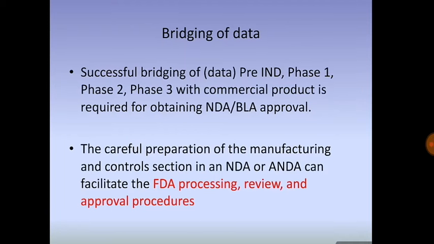Successful bridging of data, pre-IND, Phase 1, Phase 2, Phase 3 with commercial product is required for obtaining NDA/BLA approval. The careful preparation of the manufacturing and control section in an NDA or ANDA can facilitate the FDA processing, review, and approval procedures.